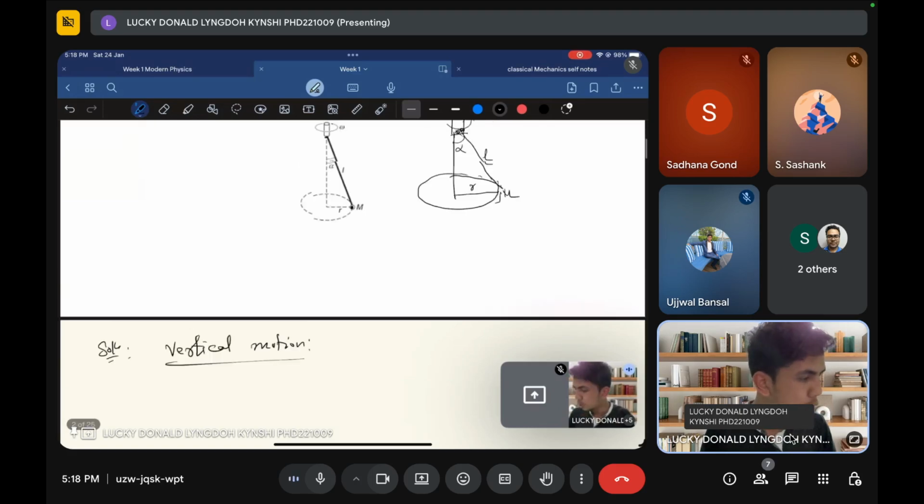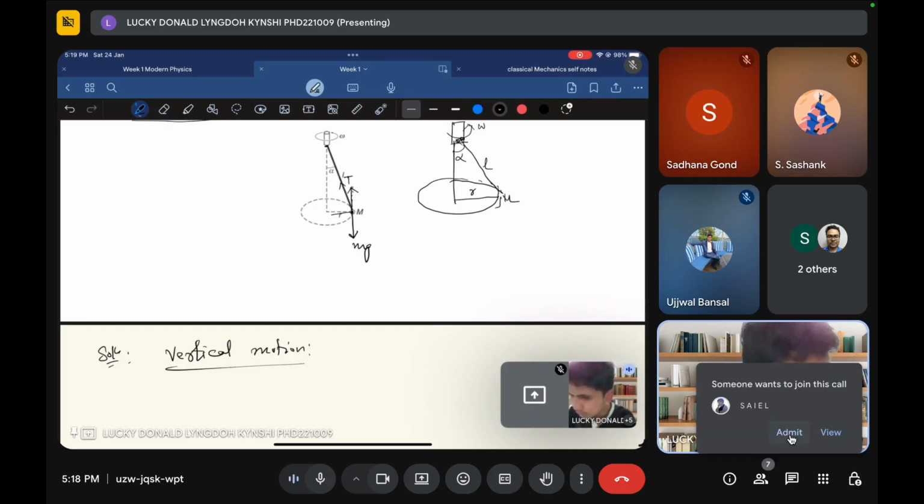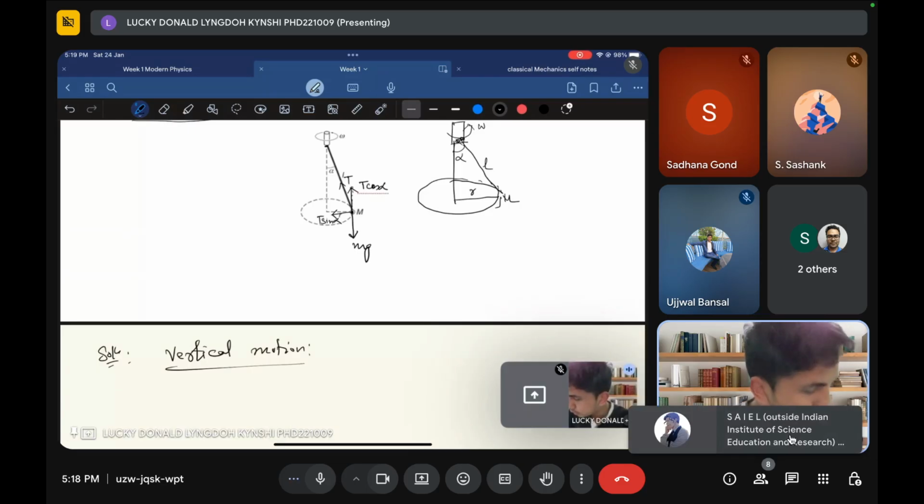Okay, so if you look at it, what will happen? There will be mg force acting down, and if there is a thread, there will also be a tension in the opposite direction. And if we extend it into the x and y direction, then this will be T cos alpha, and in the negative direction it will be T sine of alpha.